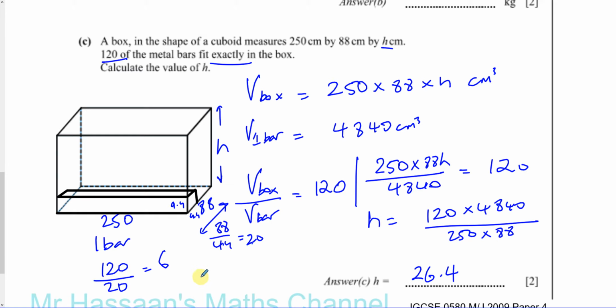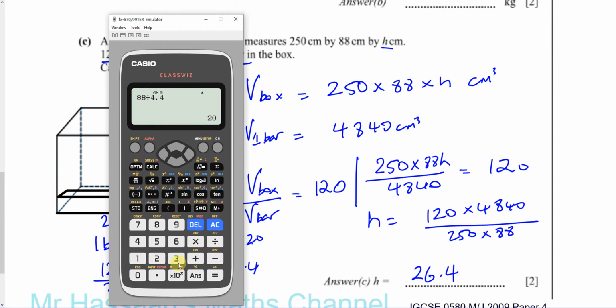So 6 bars are going to fit in this height, and each bar is 4.4, its height is 4.4, so you're going to have 6 times 4.4, which hopefully will give us exactly the same answer as 26.4. 6 times 4.4 gives us 26.4. The same answer, just a different way of doing it.